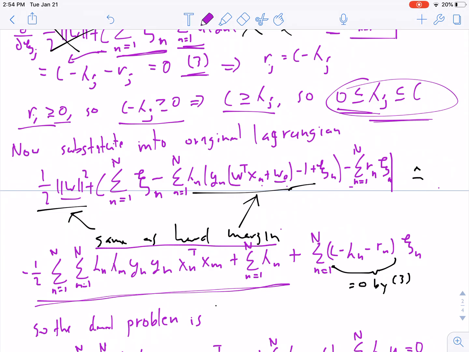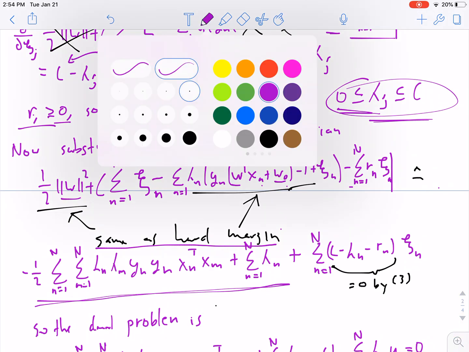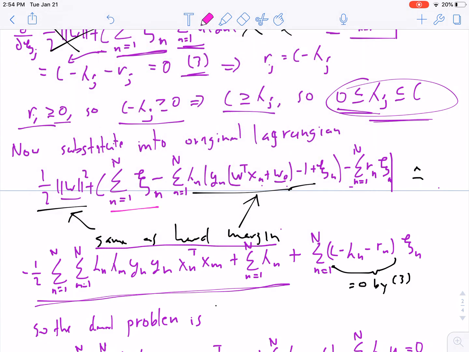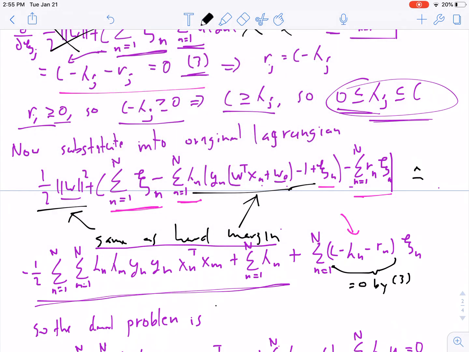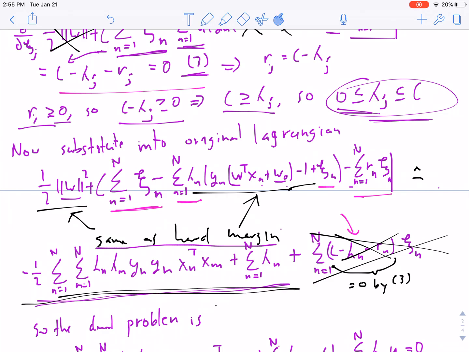And then everything that we haven't used yet is c times the sum of all the slack variables, and then we have the sum of the lambdas times the slack variables, and the sum of the r n's times the slack variables. So we can put that all together into one sum over all data points of c minus lambda n minus r n times the slack variable. But remember, by equation 3, this thing in parentheses is equal to 0. So this overall sum is 0. So we actually just get the same result as we did for the hard margin classifier.